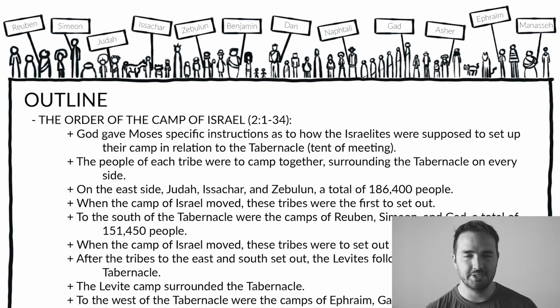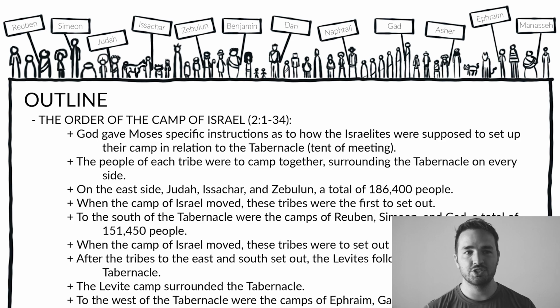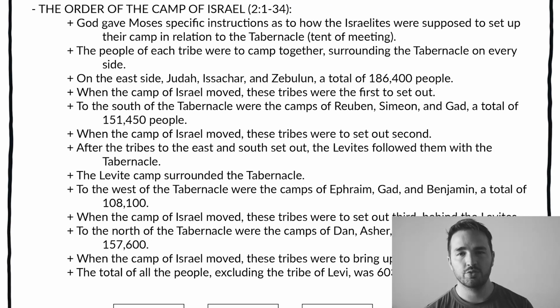Okay, come over to page number 2 with me and we'll talk about our outline. This chapter is pretty easy to break down. I put it all in one section because it's all talking about the order of the camp of Israel. God had a specific way that he wanted the Israelites to camp around the tabernacle, and you weren't just allowed to pitch your tent wherever you wanted to put it. You had to camp in this order, and there was a symbolic meaning to this order, which we'll discuss at the end. So verses 1 through 34, the order of the camp of Israel.